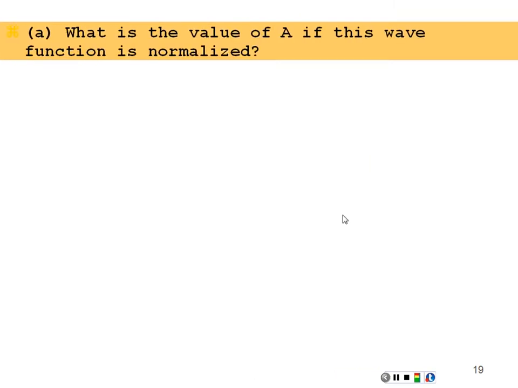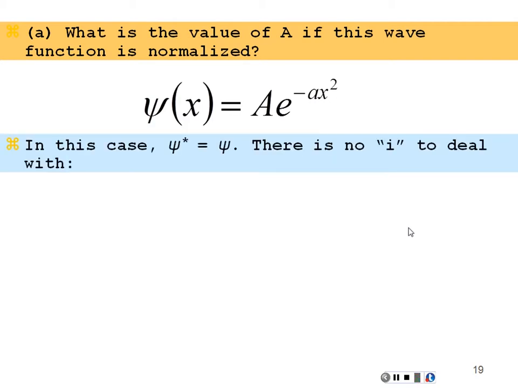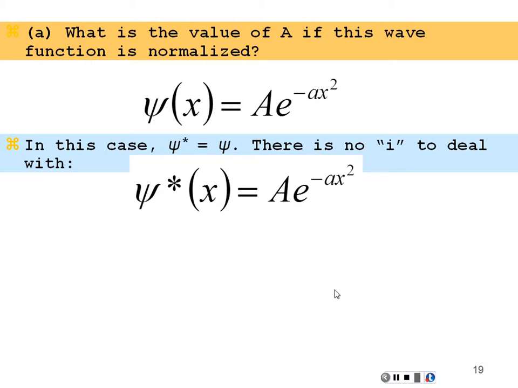What is the value of A if this particular wave function is normalized? Well, let's go ahead and normalize it. Here's our wave function, A e to the negative a x squared. And our complex conjugate will also be equal to A e to the negative a x squared because there's no i in this function.